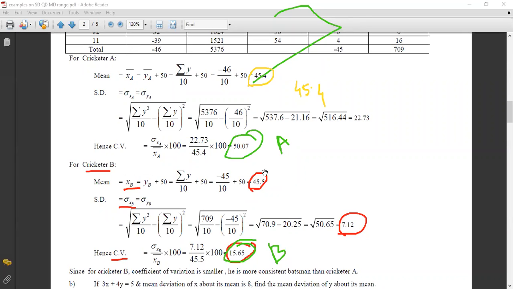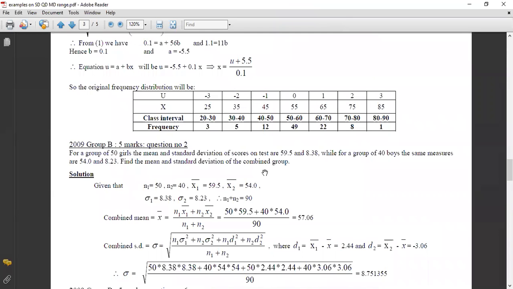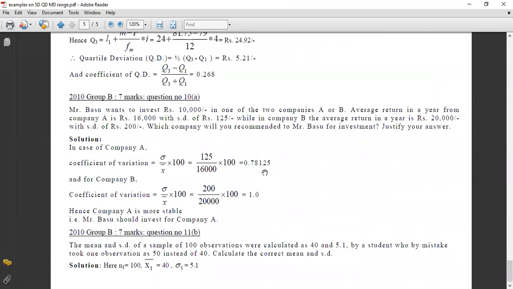Now, take the same type of problem, see this. Let us see this example. There is a very nice use of coefficient of variation here. Mr. Basu wants to invest rupees 10,000. Think of the scenario: a person wants to invest 10,000 rupees in a mutual fund or the share market. He selects two companies, company A and company B, and his share broker or financial advisor told him that if he selects company A, the average return for company A is rupees 16,000.